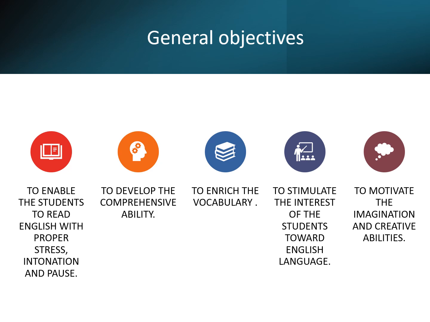Now these are the general objectives of a prose lesson plan. To enable the students to read English with proper stress, intonation and pause. To develop the comprehensive ability. To enrich the vocabulary. To stimulate the interest of the students toward the English language. To motivate the imagination and creative abilities. So students, whenever you are preparing your prose lesson plan, general objectives will remain the same.